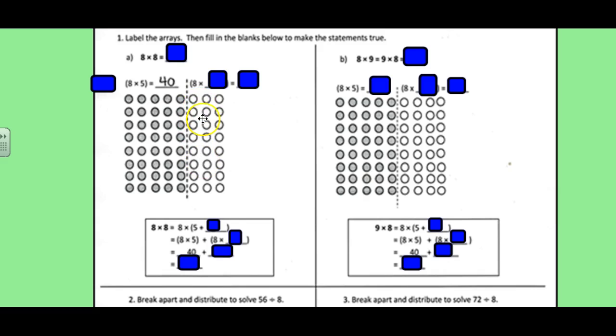Now I'm going to go over here. I've got the number 8 because there are 1, 2, 3, 4, 5, 6, 7, 8 rows. The number that goes right here in the blank is, what did I add to 5 to make 8? And you can figure that out by seeing how many are in each row. And when I'm looking at each row, I see that there are 3 in each row. So I'm going to be multiplying 8 by 3.